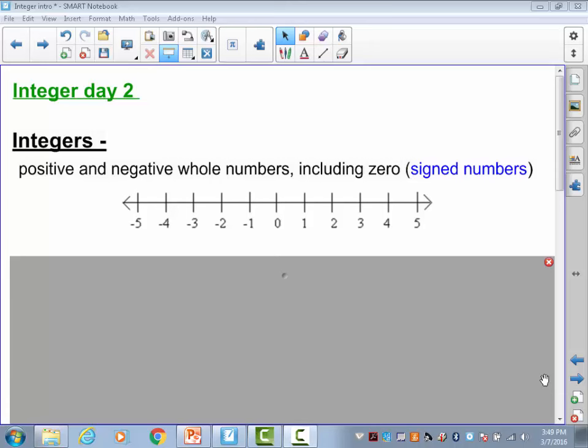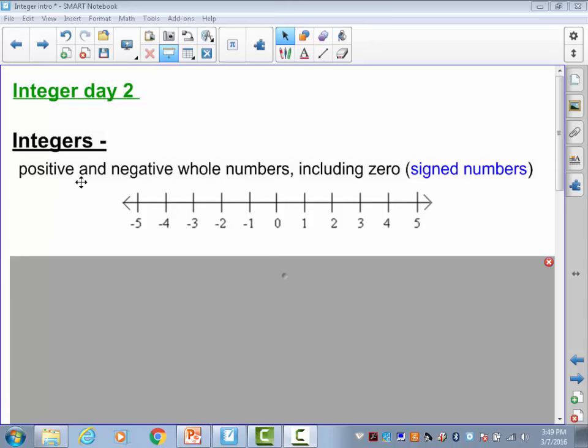This is your day 2 integers video, so there are no notes for this particular part. There will be for the other part, so you can have your notes out for that. This, you should have your notebooks out. Quick reminder, integers. Make sure you say that correctly.